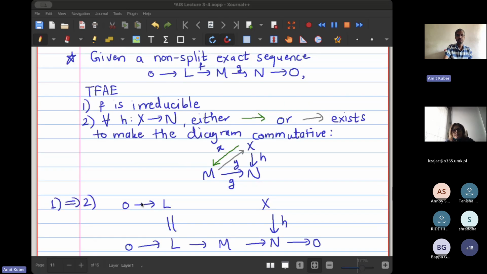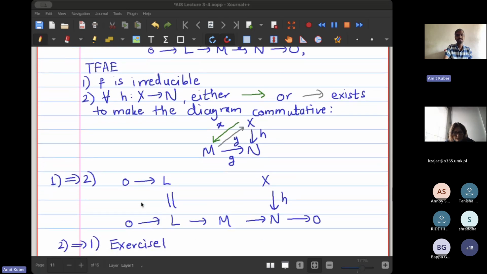Okay, so 2 to 1 I have left as an exercise because it uses some advanced machinery from categories. I don't want to talk about it. But first one, perhaps we can do this particular thing. What we have is 0 → L → M → N, with morphisms F and G, and we have a morphism H. Well, what can we do? If we are given this kind of situation, the only possible thing is taking the pullback of G and H.